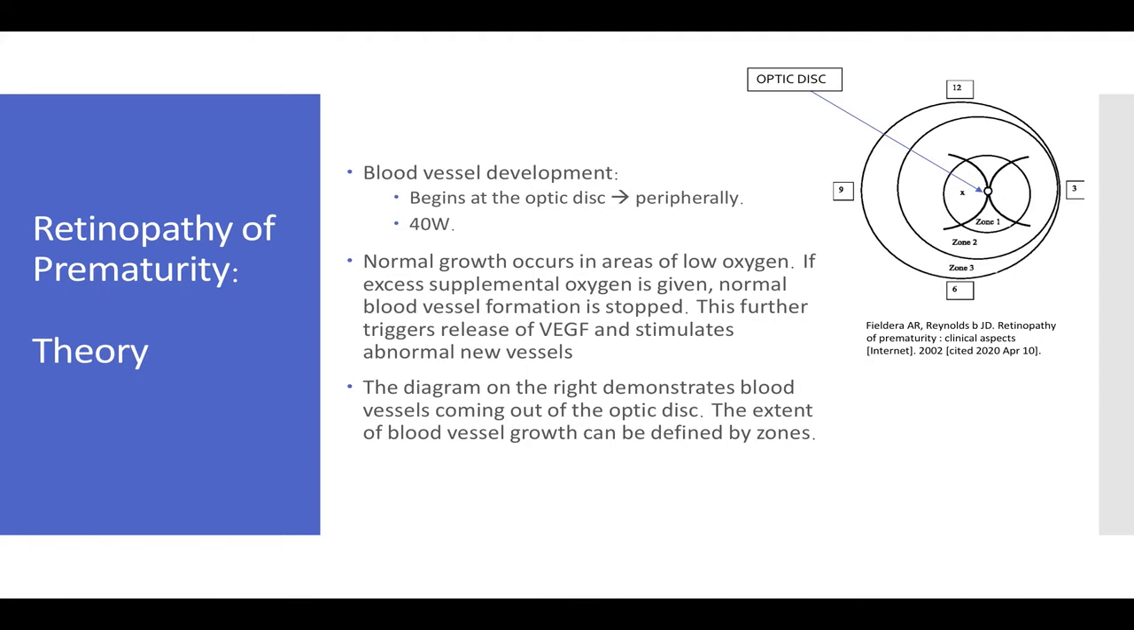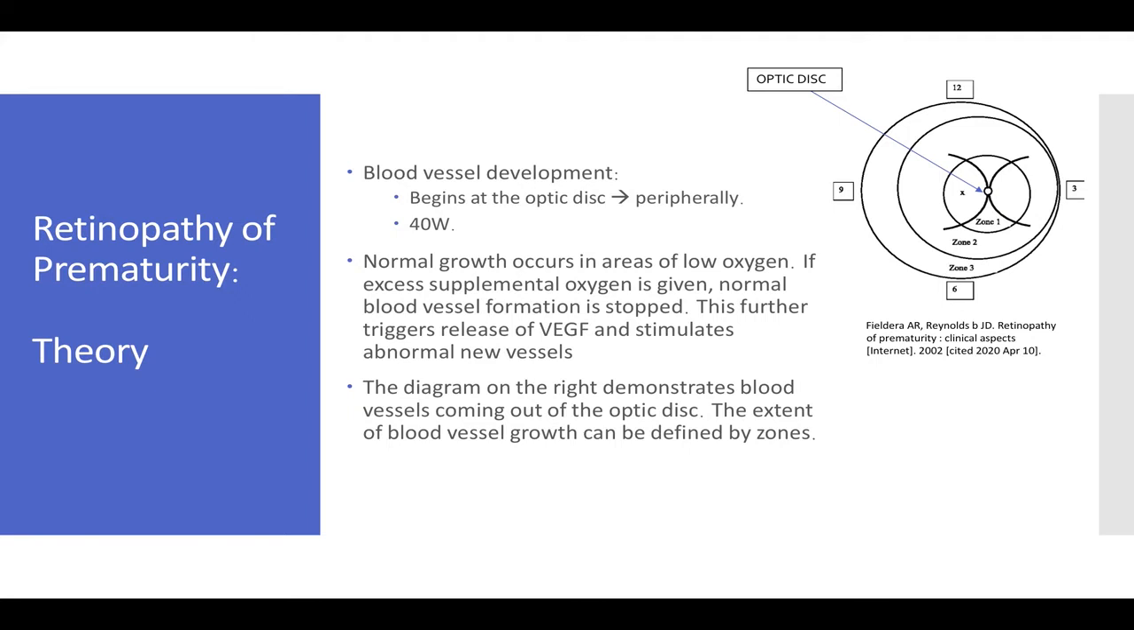Furthermore, normal blood vessel growth occurs in areas of low oxygen concentration. If excessive supplemental oxygen is given, normal blood vessel formation is stopped. This further triggers the release of VEGF, vascular endothelial growth factor, which then stimulates abnormal new vessel formation.